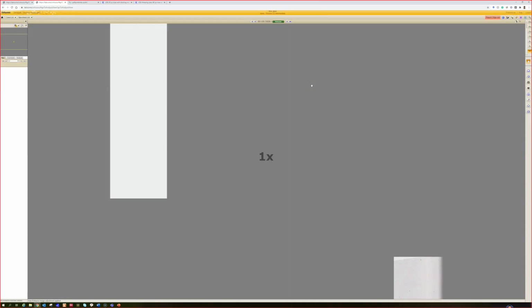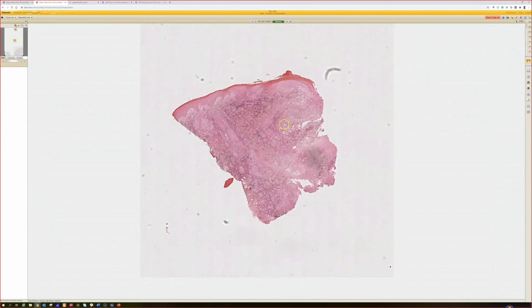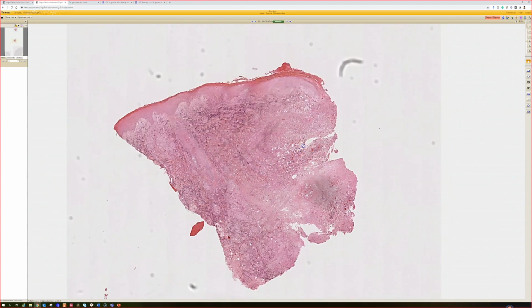Okay, case 7. Once it comes in focus there. All right. Who wants this one?